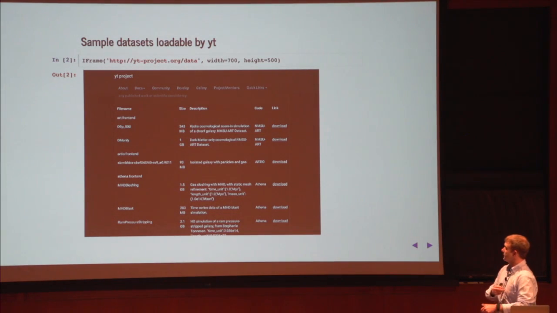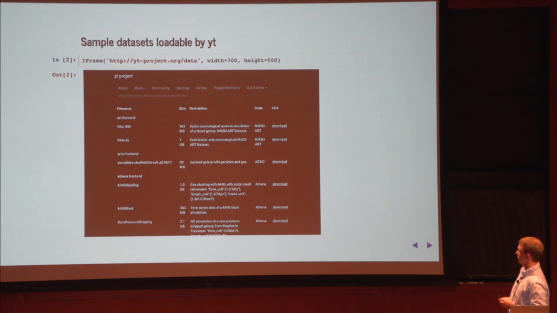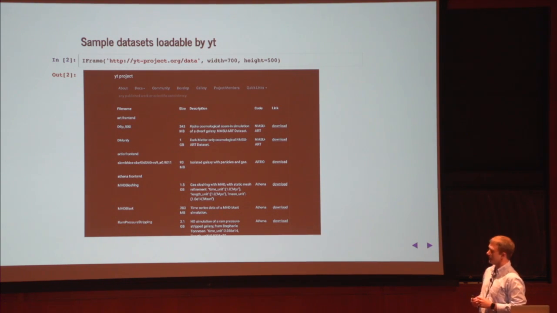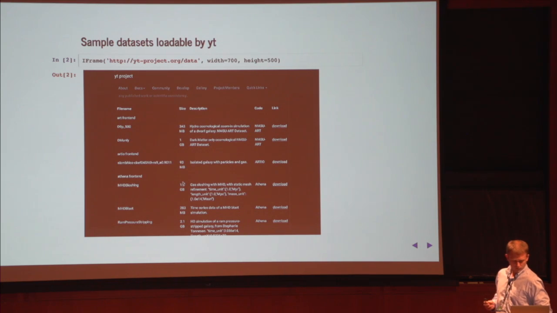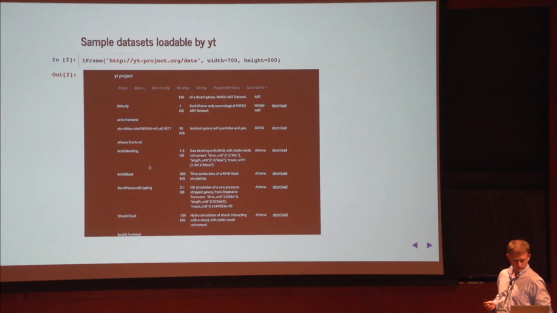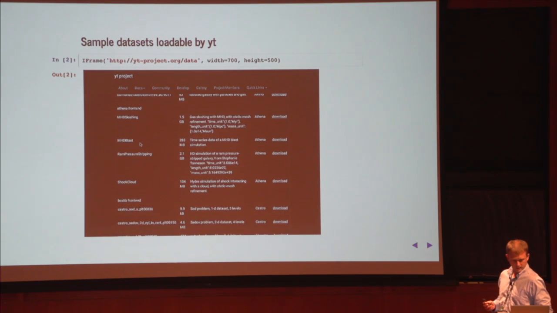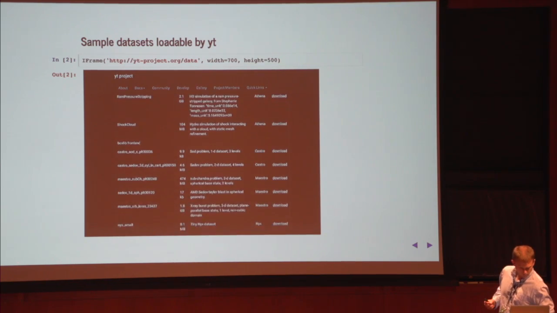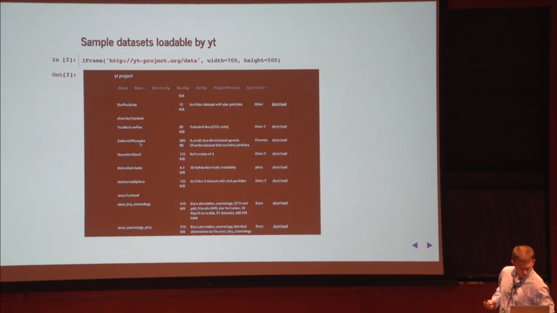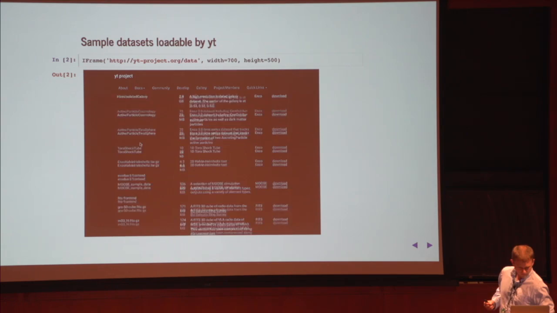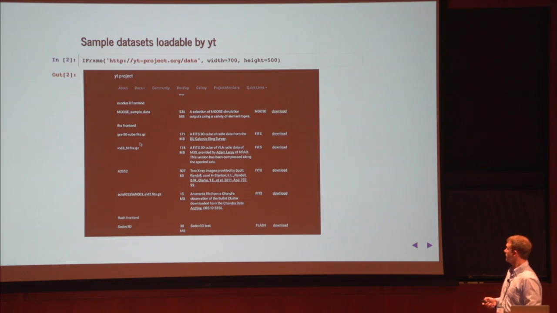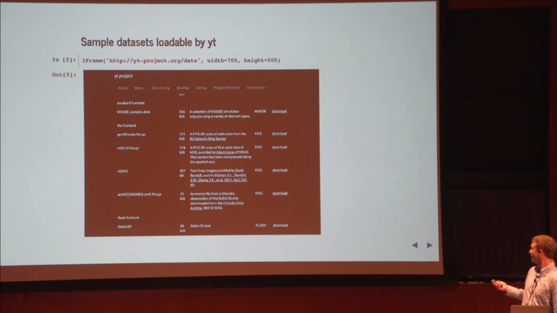And if you go to our website, if you're not quite sure how to use it on your data yet, but you want to try out some of the examples on our docs page, which I'll give you a link to later, we provide example data sets for a number of these codes. So you see here we actually have some Athena data sets that you can download. There's also some Chombo data sets, Enzo, Flash data sets, Gadget. There's even a Chandra events file down here. If you're curious about that, you can also ask me about it later.